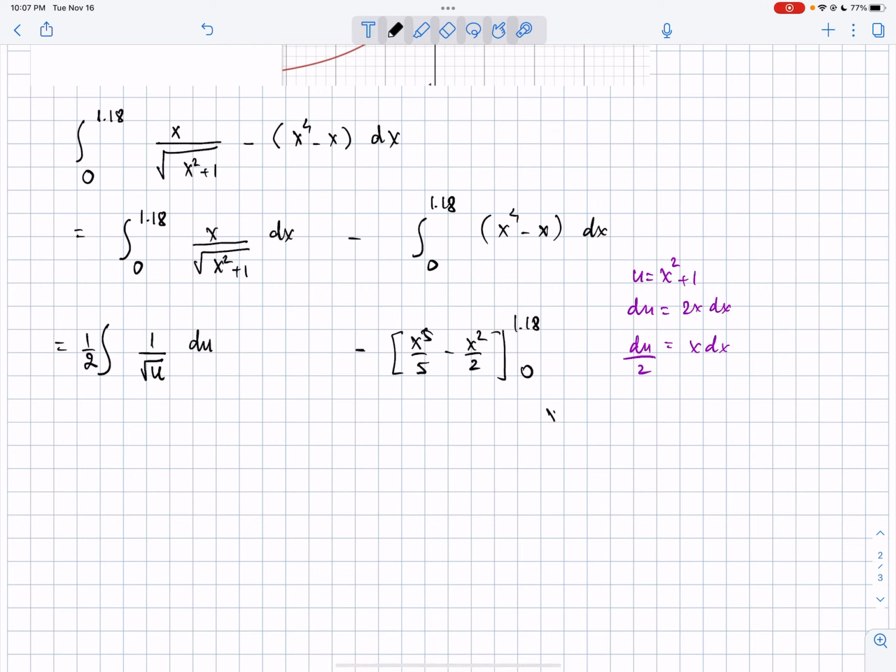And we calculate the u limits. If x is 1.18, then u will be 1.18 squared plus 1, which is equal to 2.39. And if x equals 0, then u will be 1. So we will get the limits 1 and 2.39.